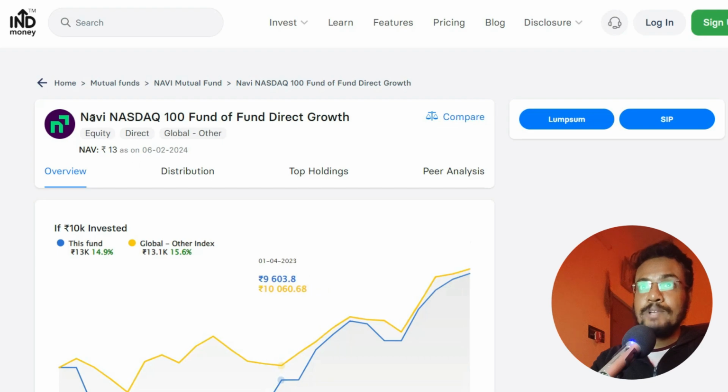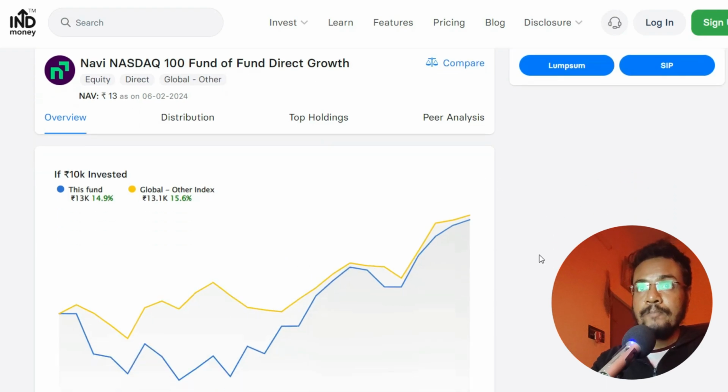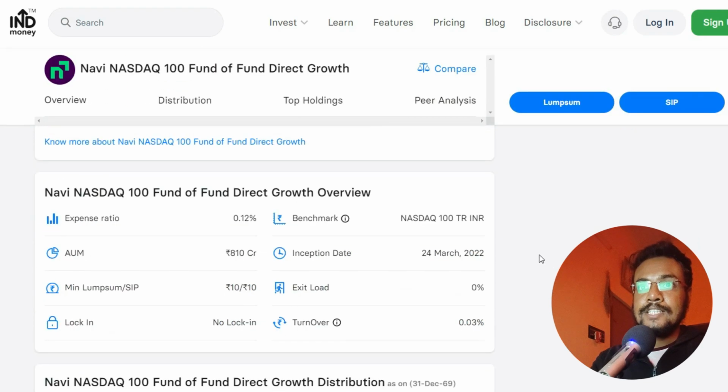Okay, so first we have Navi Nasdaq 100 Fund of Fund, and as you can see, this fund has an expense ratio of 0.12%, which is really low. And this fund has a big AUM of 810 crores compared to other US index funds. And you can start your SIP or lump sum with just 10 rupees. So if you have just 10 rupees, you can start investing in these funds. And this fund doesn't have any exit load, and there is no lock-in as well.